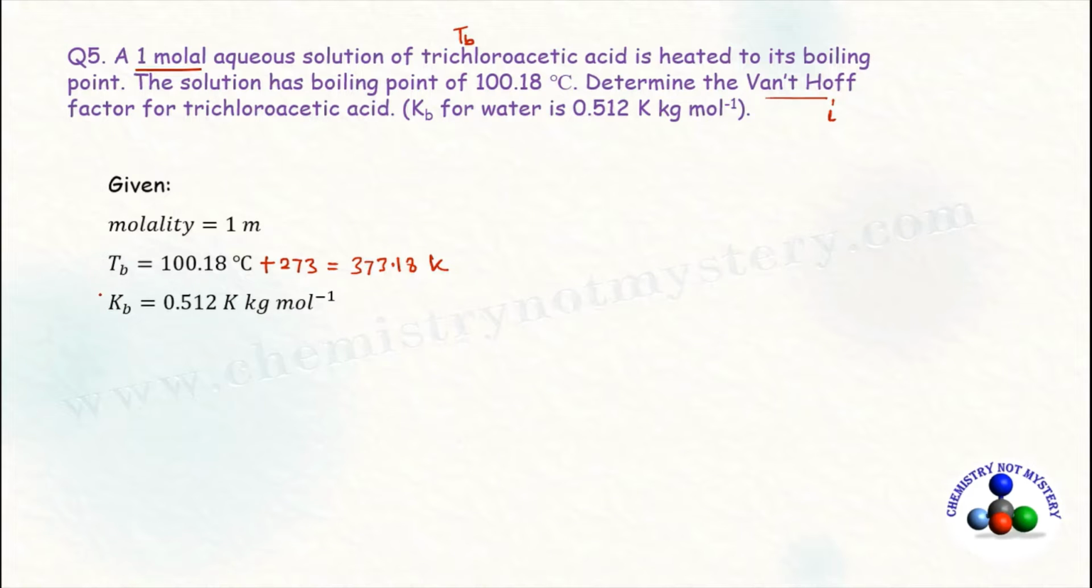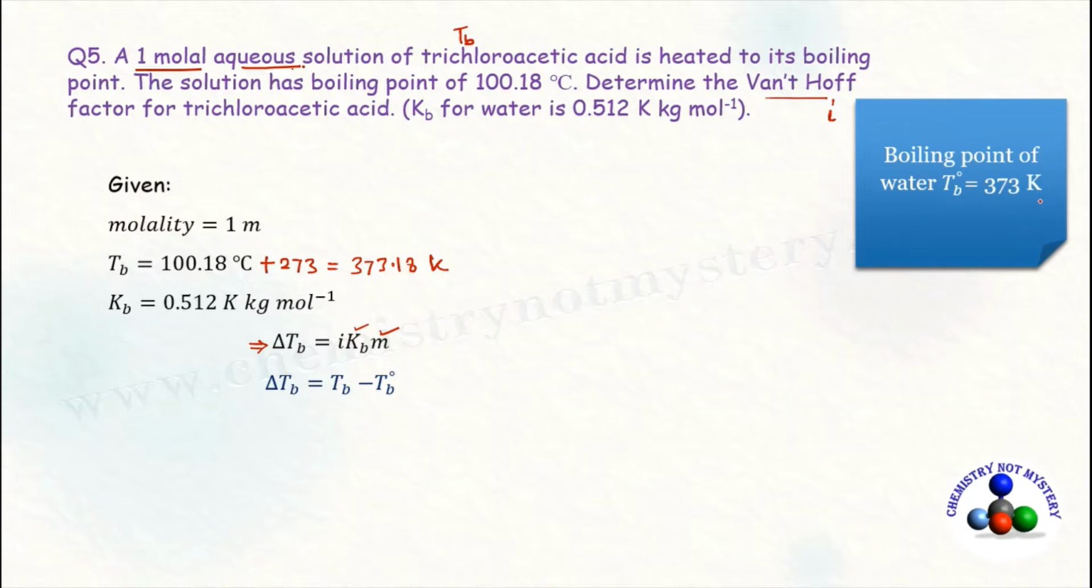So we can use elevation in boiling point. For elevation in boiling point, we have the formula delta Tb is equal to i Kb into m. m is given, Kb is also given, and we have to calculate i. But delta Tb is not given in the question. For the calculation of delta Tb, we have the formula delta Tb is equal to Tb minus Tb naught. As the solution is an aqueous solution, that means the solvent used is water, and the boiling point of water is 373 Kelvin.